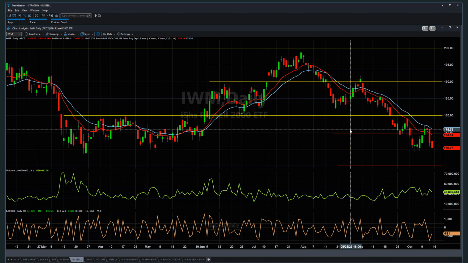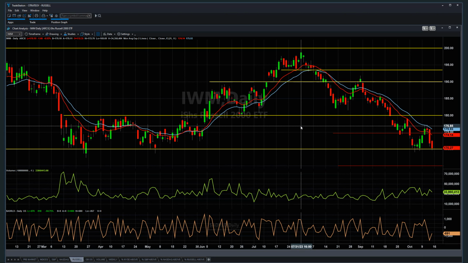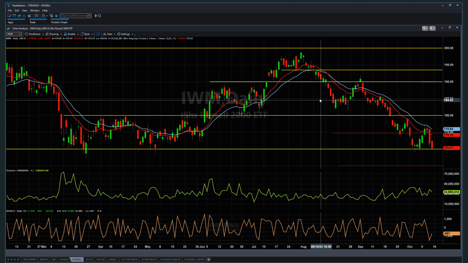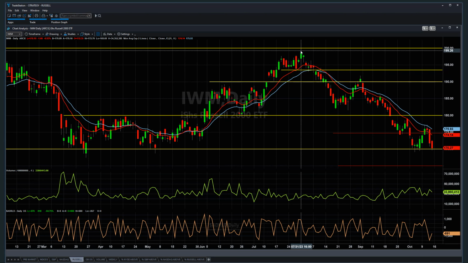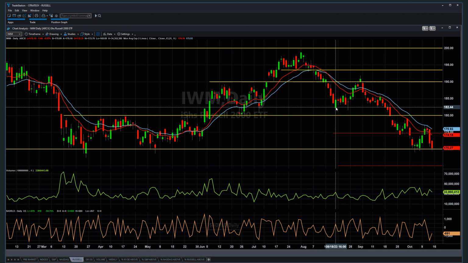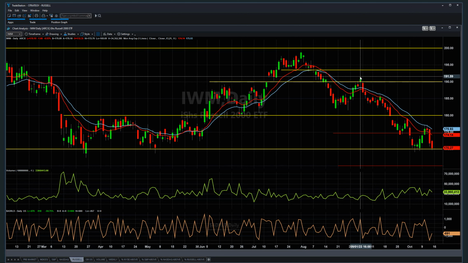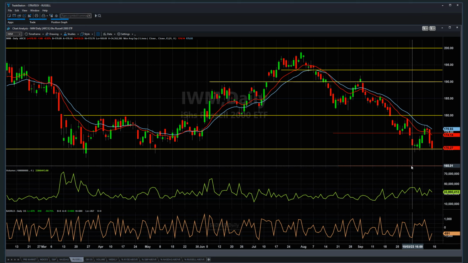Now, in a head and shoulders top or bottom, it's typical that you can project the distance after a break of the neckline by measuring the head to the neckline. So basically, from the head to the neckline is the same distance as this high down to 165 in the Russell. So you can see that it has not made it there, at least at this point in time.